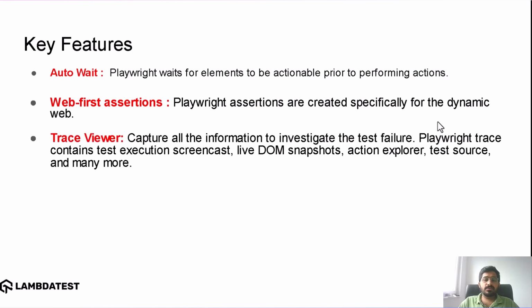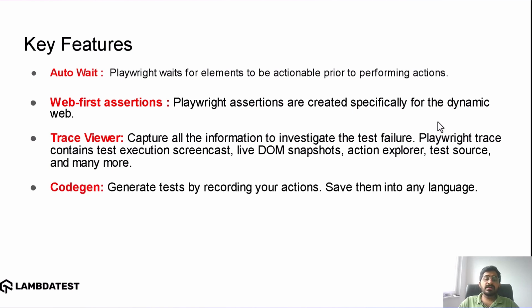Next is Trace Viewer. Using Trace Viewer in Playwright, we can capture all the information to investigate the test failure. So whenever our test fails, Playwright will give something called a Trace Viewer. Basically, this Trace Viewer file will contain the step-by-step process it did to complete the test, along with the screenshots, along with the DOM and everything, so that it is easy for us to debug further.